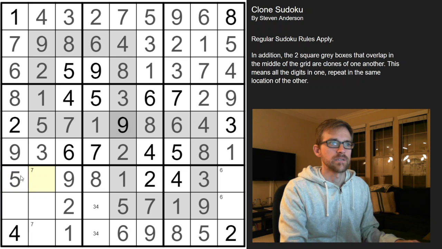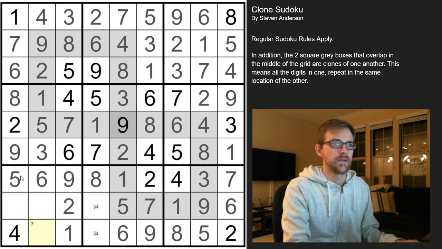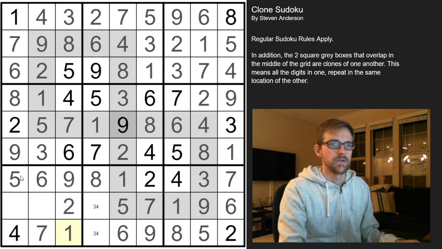So we have a 6-7 pair here with this one. And that's a 6-7. But that 7 there means this is the 6. That's the 7. That's the 6. That must be the 7. This is a 3. That's the 4. And then this is the last 2.